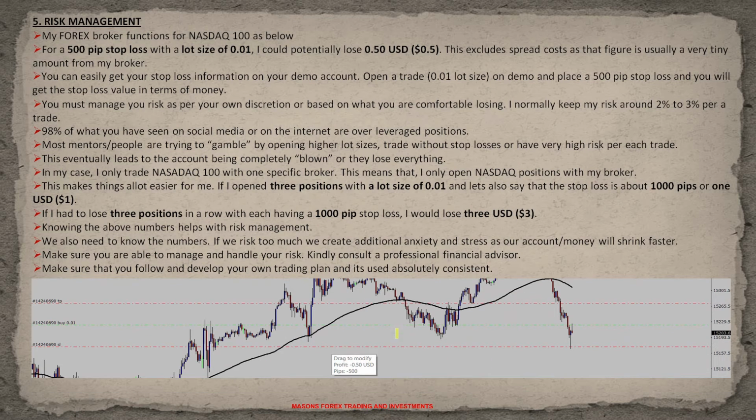So here's an example from my broker. If you look at this image, you'll see for a 500 pip stop loss, it tells us profit minus 0.50 USD. So you can see SL here, stop loss, and TP, take profit.